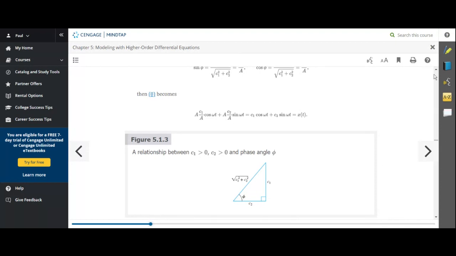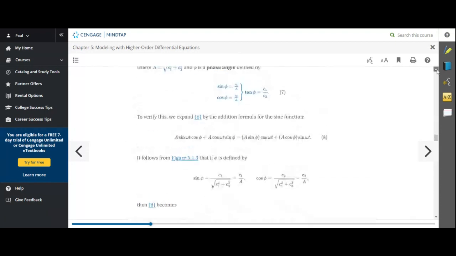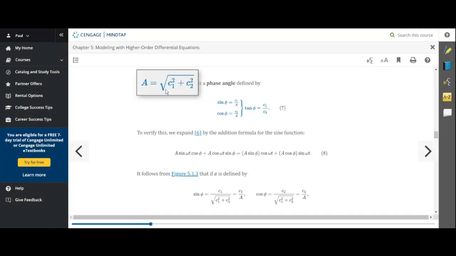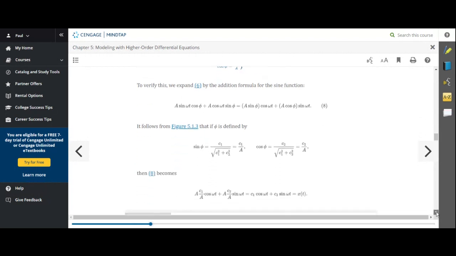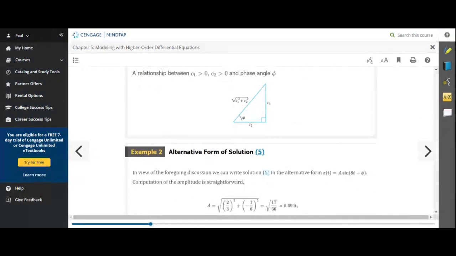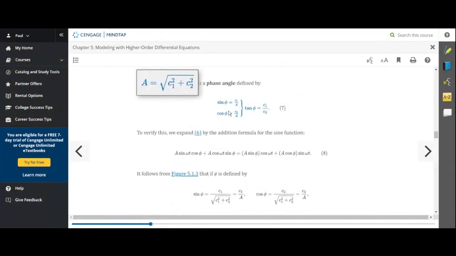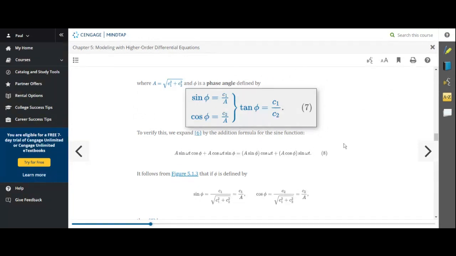Okay, so if we call that amplitude A, then based on the picture here, the sine of phi is C1 over A, and the cosine of phi is C2 over A. All right, and so they get this right here. And so the tangent of phi is going to be C1 over C2.